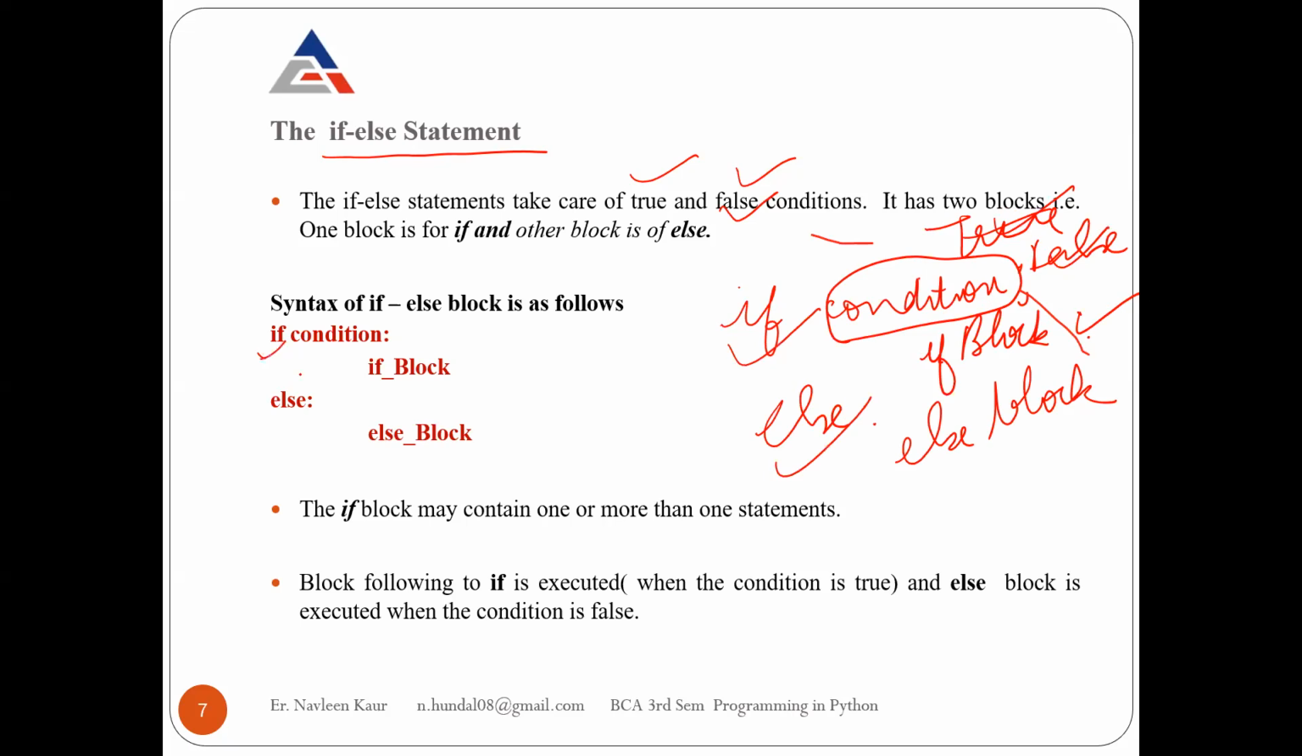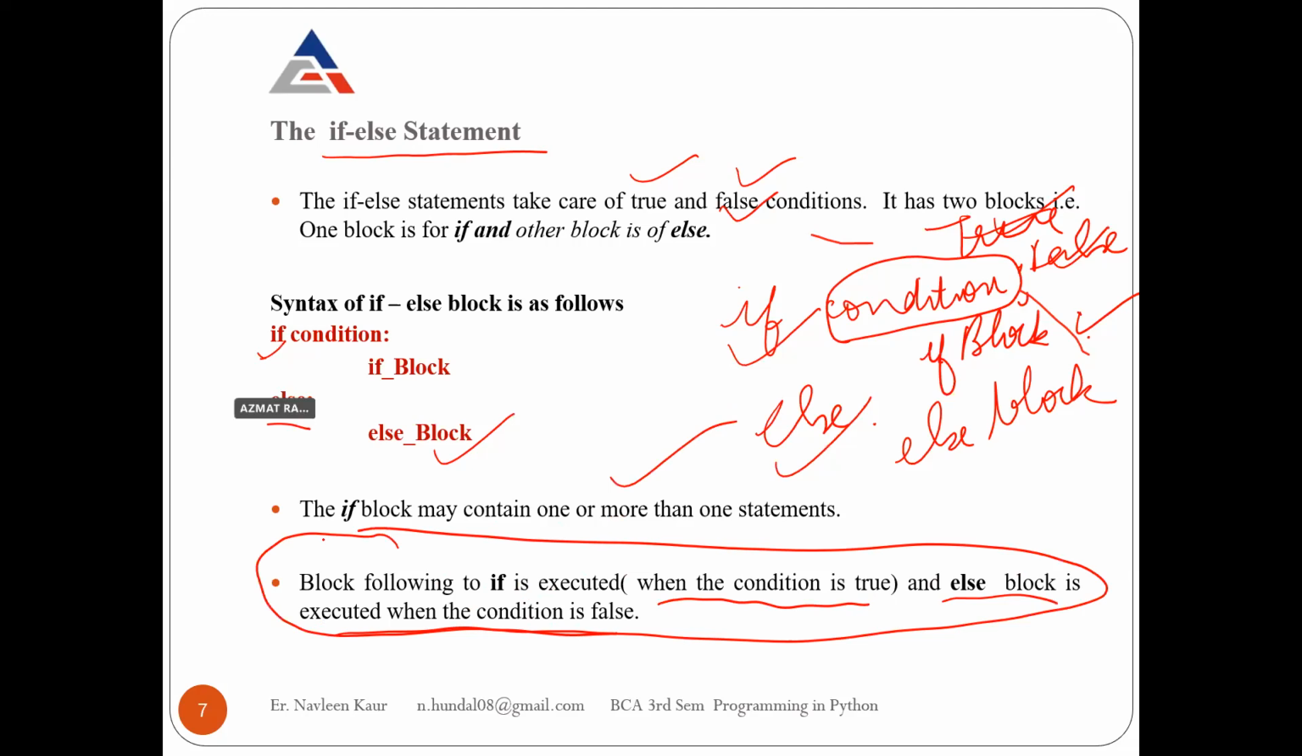How do you write else? Like your if, you write else and then you put a colon, and the else block you can write after it. The if block can contain one or more statements. If is executed when the condition is true, and else is executed when the condition is false. So this last line has made it more clear that if the condition turns out to be true, your if block will run, and if the condition is false, your else block will run.